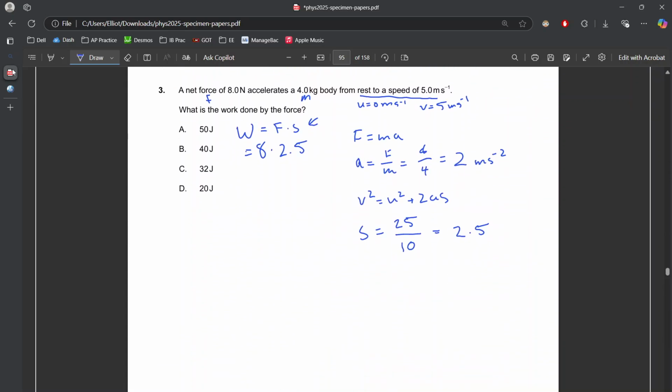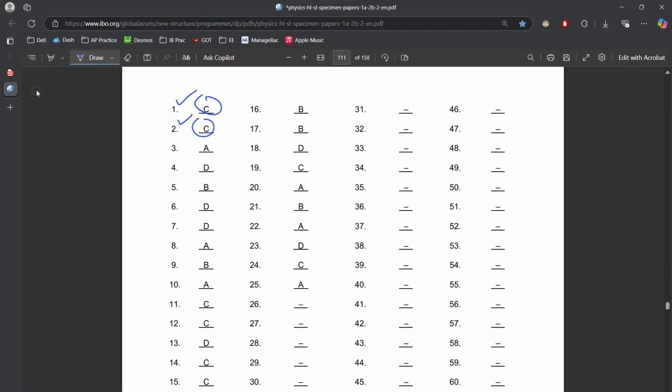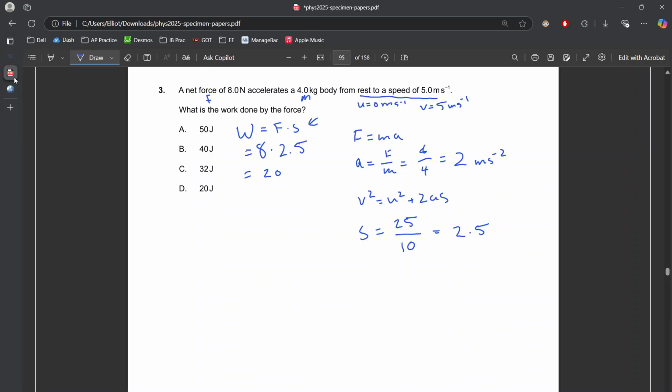But yeah. So 8 times 2.5 is going to be, what is that, 10 times 2, 20? I don't know. Is that wrong? Let's see. 8 times 2.5. Maybe my math is just wrong. Let's see. 2.5 times 2 is going to be 5. 5 times 4. No, I've got no idea what I did wrong.